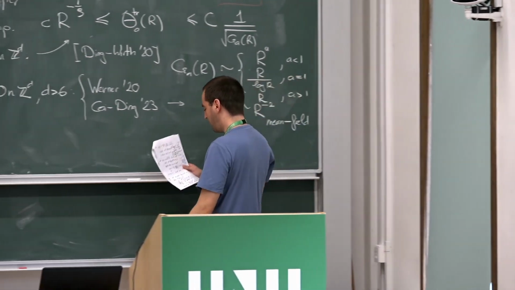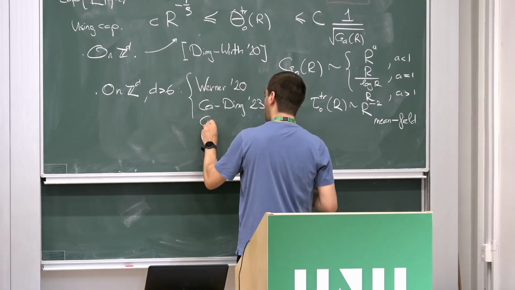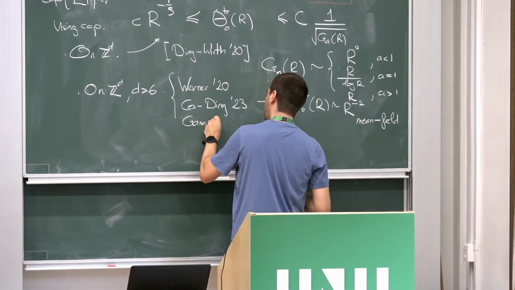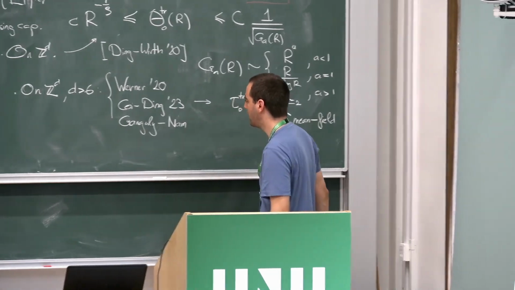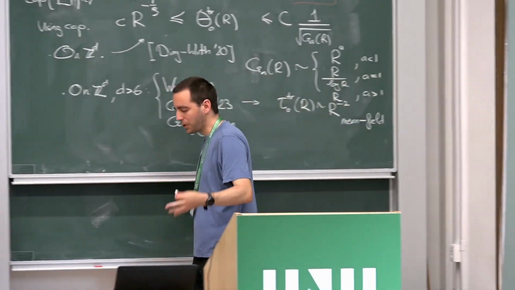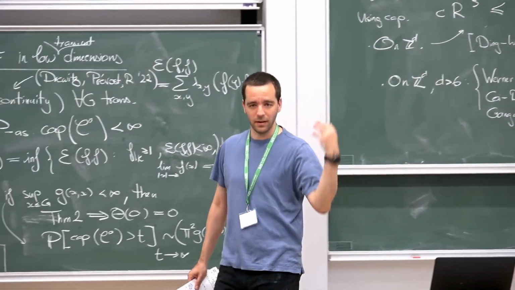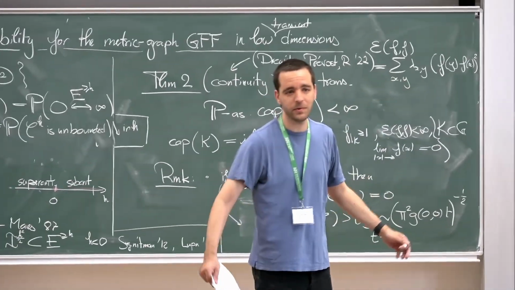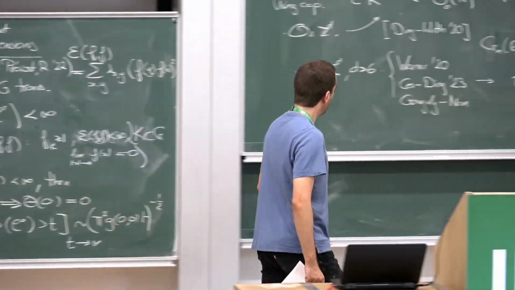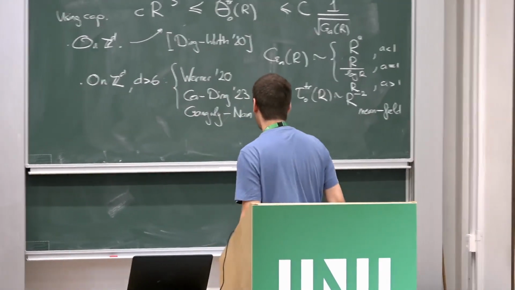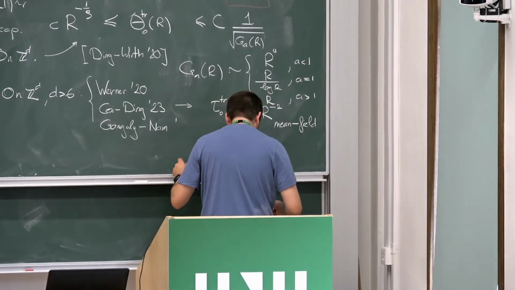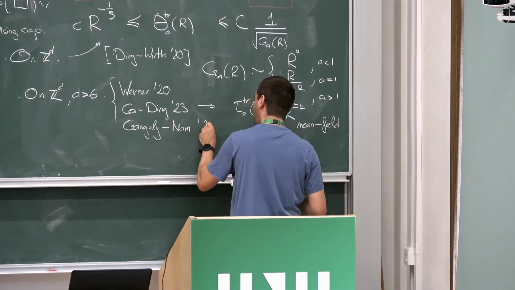There is another work by Ganguly and Nam from this year, where they looked at the random walk on this thing, and they did a version of the Kozma-Nachmias result in this context, where they proved the Alexander-Orbach conjecture. So there are sub-diffusive random walks here as well. This is even from this year.